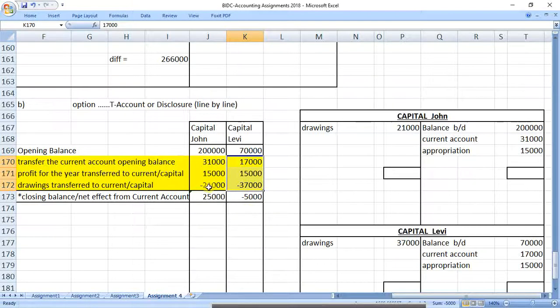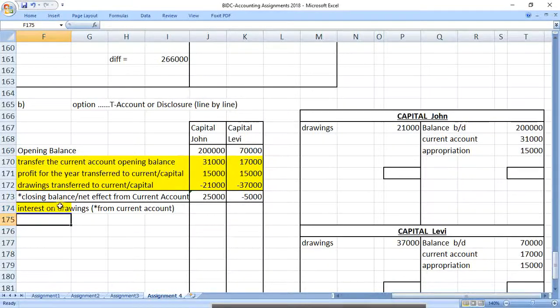What is interest going to do to their current account? Increase their current account? Yes, no. This is interest on drawings. So if it's on capital, yeah, it will decrease. So let's put that in. Interest on drawings. Again, in brackets, this asterisk from current accounts.